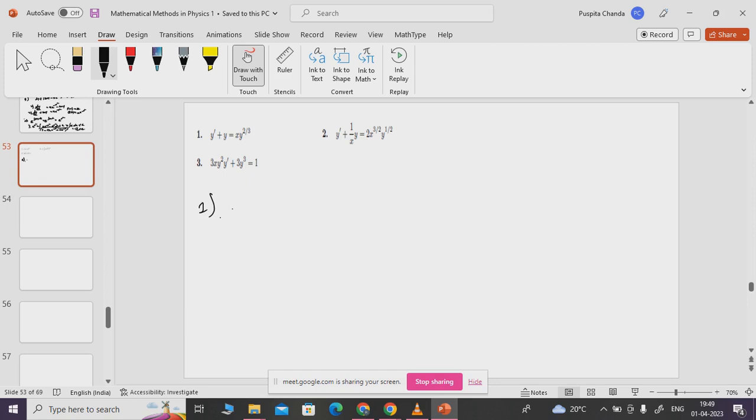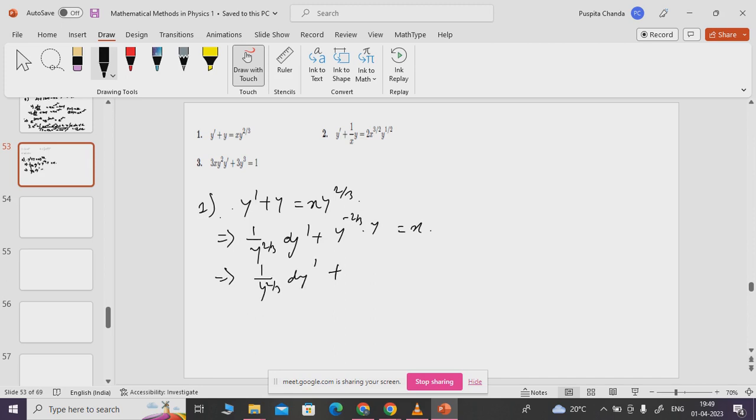So here we need to substitute something in this kind of equation, where the right hand side has a term containing x and also y. So y dash plus y is equal to x y to the power 3. We will try to separate this by dividing by y to the power 3, so it becomes y dash over y cubed plus y to the power minus 2 equals x.